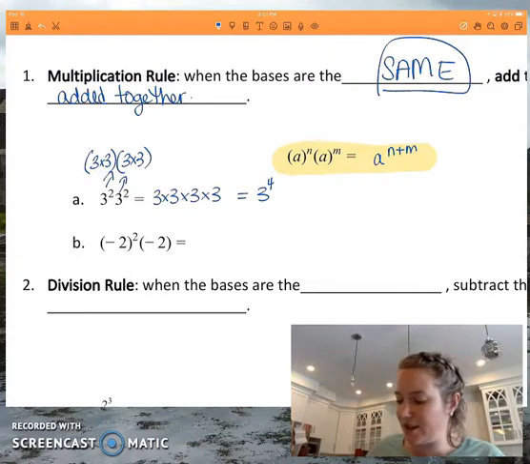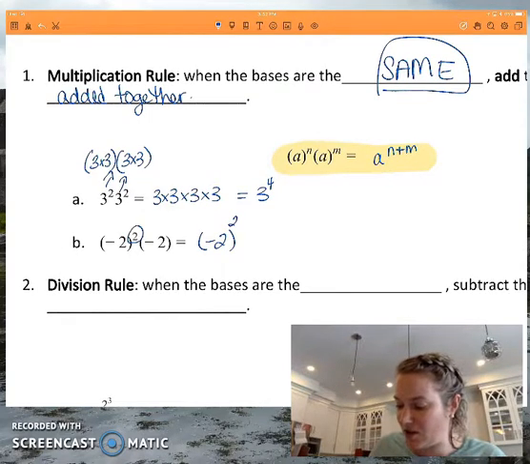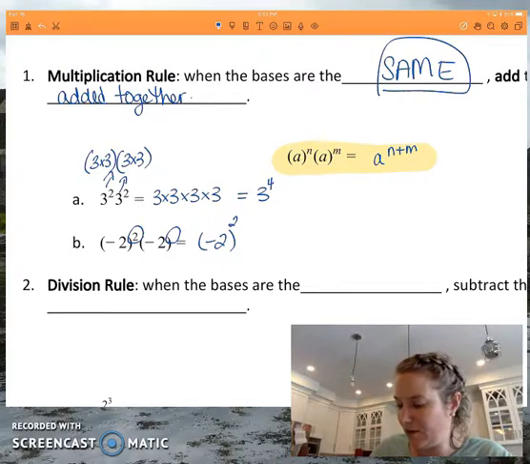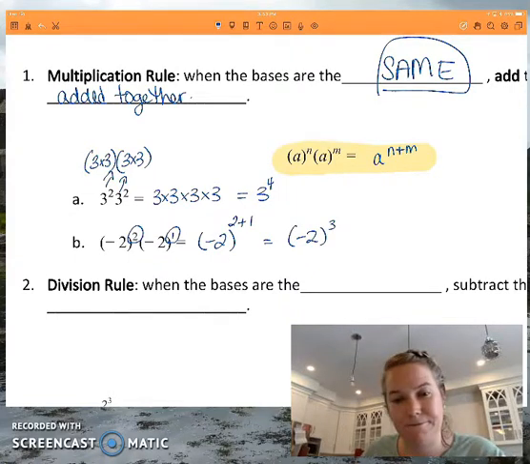So let's try this again. The base is -2. We're going to add the exponents together because that's what the rule is telling us. So one exponent here is the 2, but what exponent's over there? Right, that's our sneaky secret exponent 1. Okay, so I have 2 plus 1, which is going to give me -2 to the exponent 3.